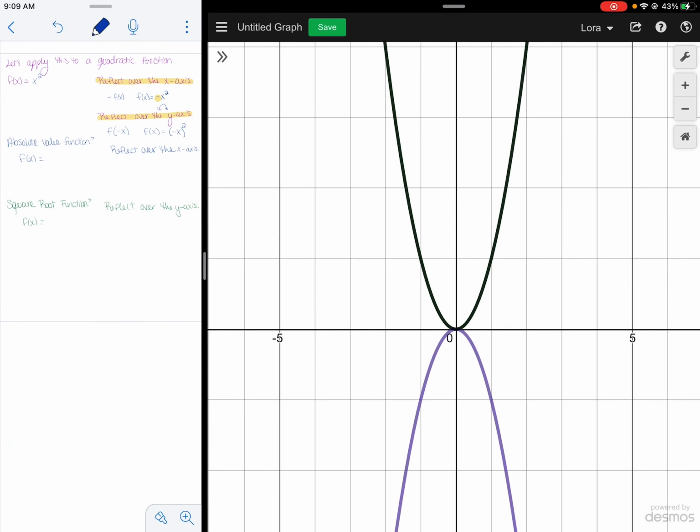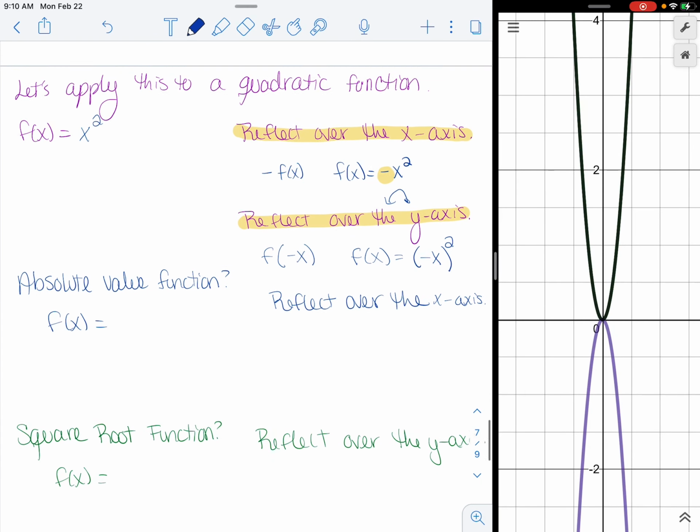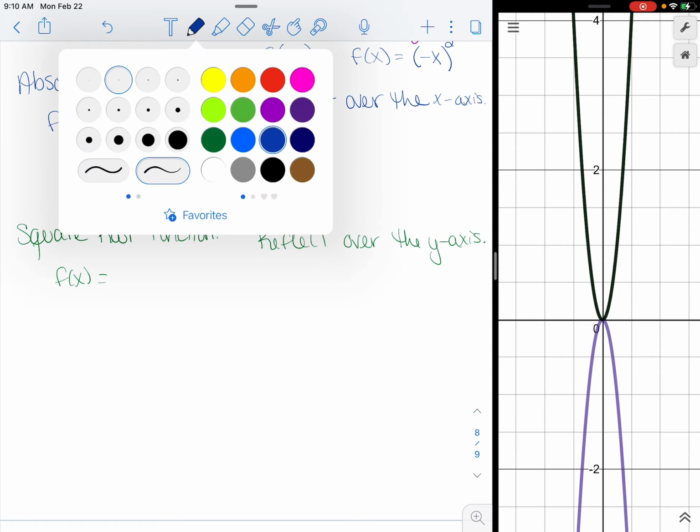Because this is a reflection over the y-axis, right? So if you think about this parent function right here as being the parabola, if I flip that over the y-axis, because it's symmetrical, these points are the same distance away from the y-axis as these points, when you reflect it, they're really in the same place. Okay, so we don't actually see a change there with a graph that's symmetrical over the y-axis for that very reason. But we still technically did the reflection.